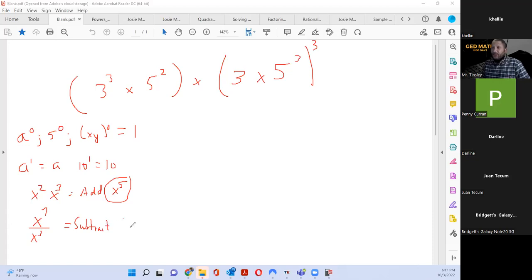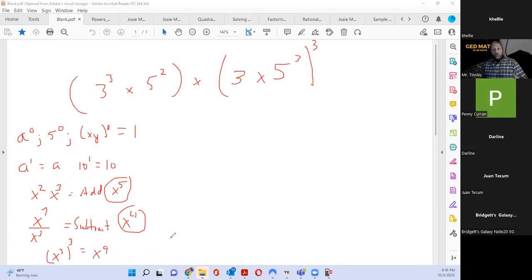Okay, you have to know these rules. And then the next one is you raise a power to a power. So x to the third, all to the third power, you multiply those exponents. So 3 times 3, this is x to the ninth.